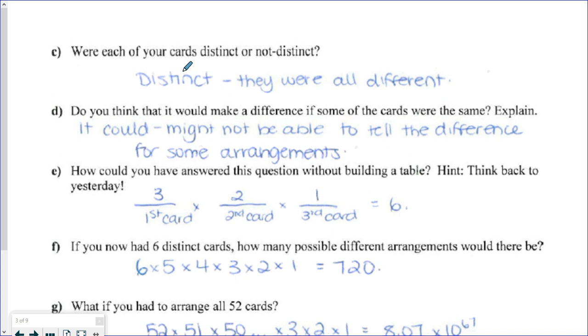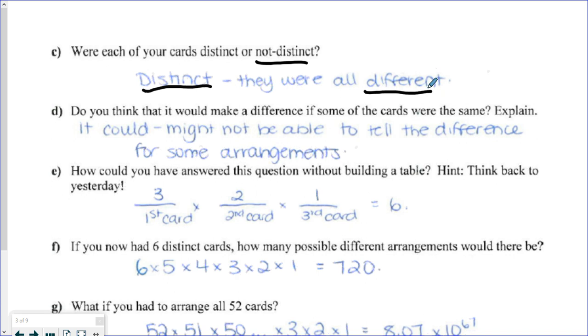So if you buy 2 packs of bicycle cards from the store, and the bicycle's kind of a brand, and they're both red cards with the same pattern on the back, and you pull out 2 8 of spades, you wouldn't be able to tell which came from which deck because they're identical, or what we would call non-distinct. So the ones that we chose there are distinct. They are all different.